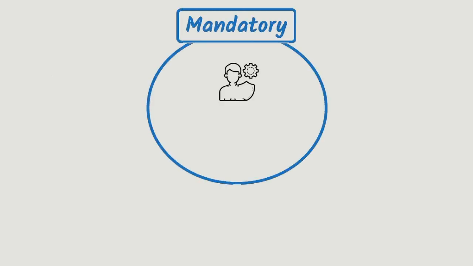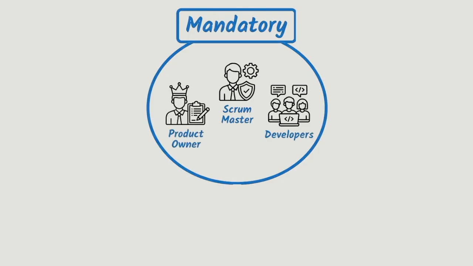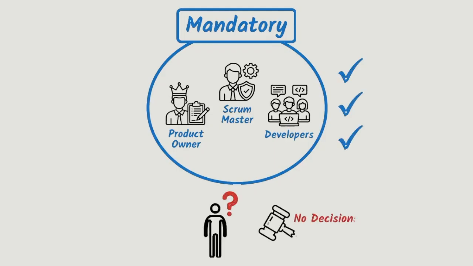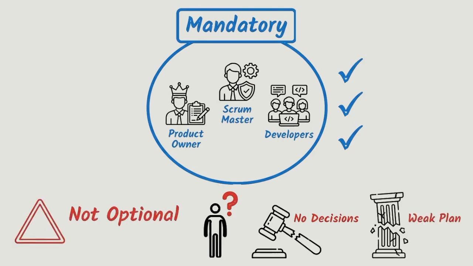The mandatory participants for sprint planning are the entire Scrum team. This includes the product owner, the Scrum Master, and the developers. All three are required. If any one of them is missing, the key decisions cannot be made properly, and the plan will be weak. Sprint planning is not optional for the Scrum team.